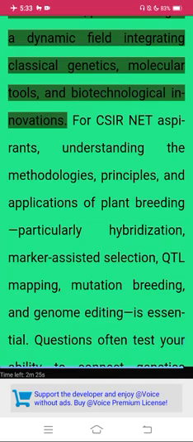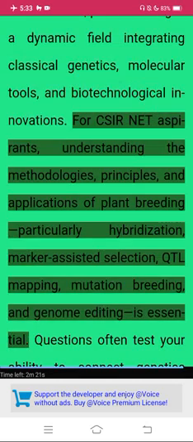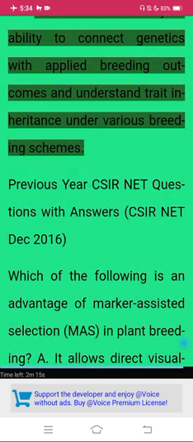In conclusion, plant breeding is a dynamic field integrating classical genetics, molecular tools, and biotechnological innovations. For CSIR Net aspirants, understanding the methodologies, principles, and applications of plant breeding, particularly hybridization, marker-assisted selection, QTL mapping, mutation breeding, and genome editing, is essential. Questions often test your ability to connect genetics with applied breeding outcomes and understand trait inheritance under various breeding schemes.